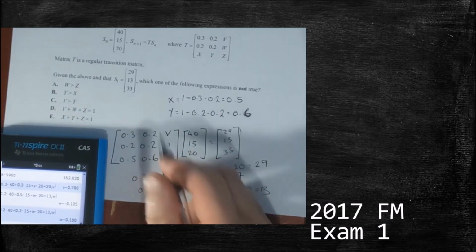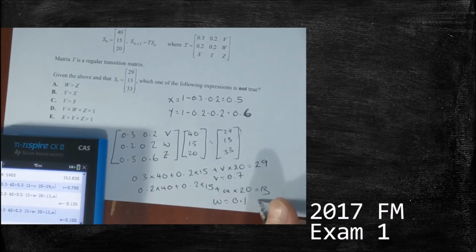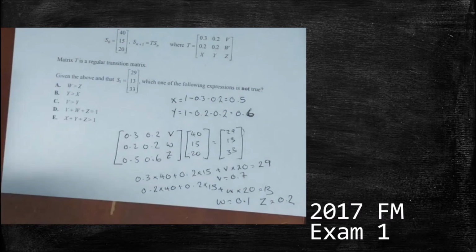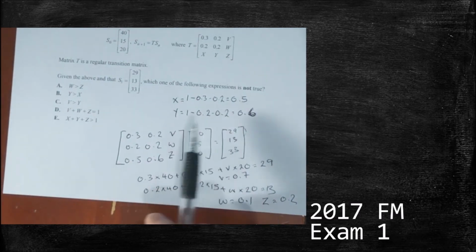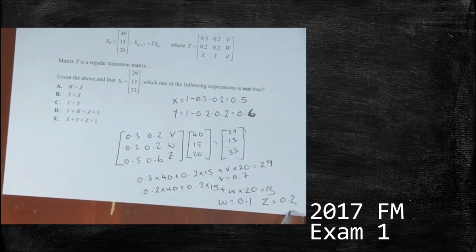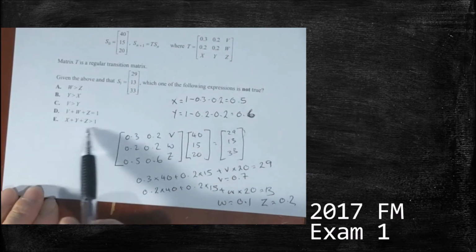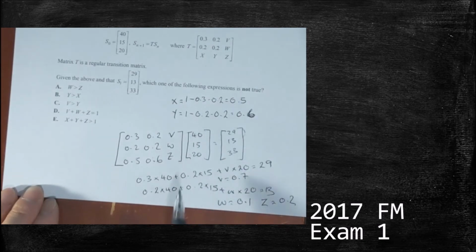So remembering the whole column needs to add up to 1. So that means Z will be 0.2. So we've got all the numbers. So X is 0.5, Y is 0.6, V is 0.7, W is 0.1, and Z is 0.2. Then we just need to go along and check all these. So which one is not true?